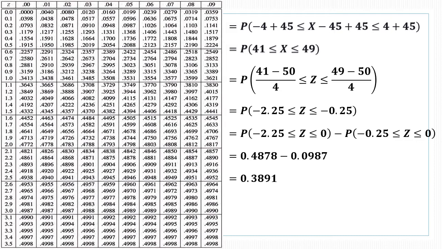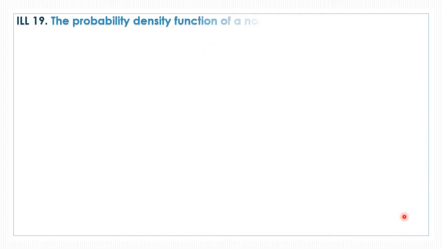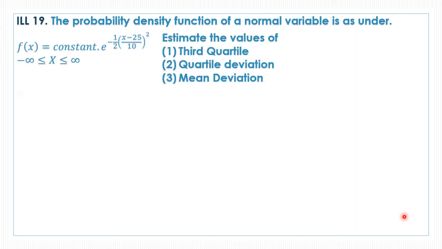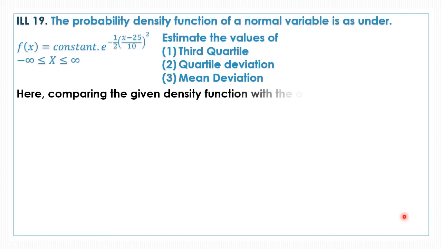Moving on towards the next illustration, that is illustration 19. In illustration 19, the probability density function of a normal variable is as under. This is something similar. f(x) is constant into e raised to negative 1 upon 2 into (x minus 25 upon 10) the whole square. Now naturally, if we are going to compare this, we have to estimate three values here, that is third quartile, quartile deviation, and mean deviation. So we will be comparing this equation with our original density function.